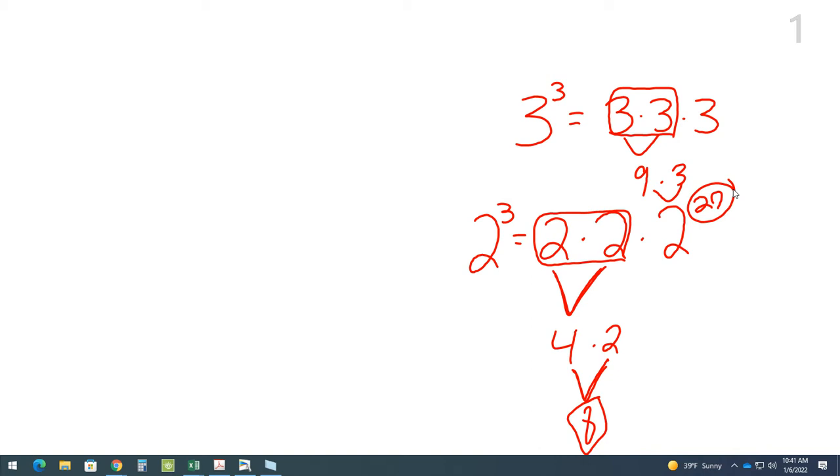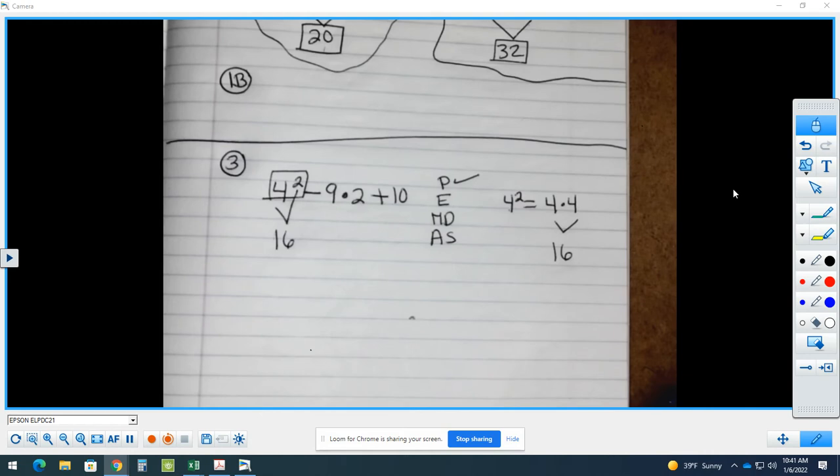Question with exponents? Never do it mentally, guys, because if you do it mentally, you're going to be doing repeated addition, and it's really repeated multiplication. Okay? Perfect.